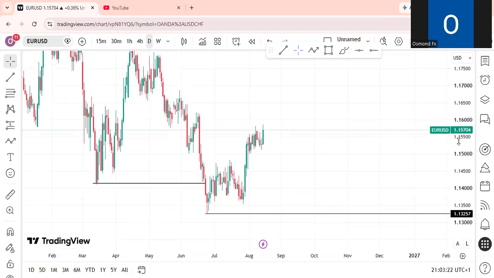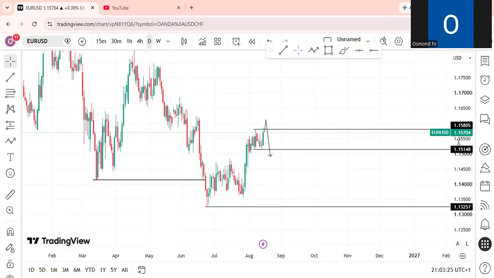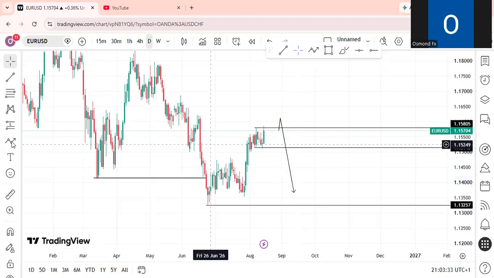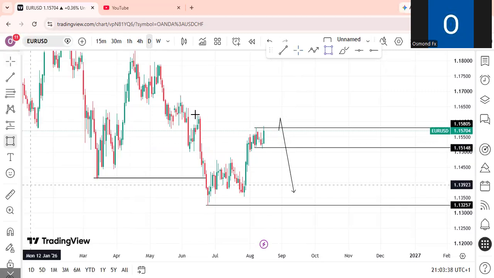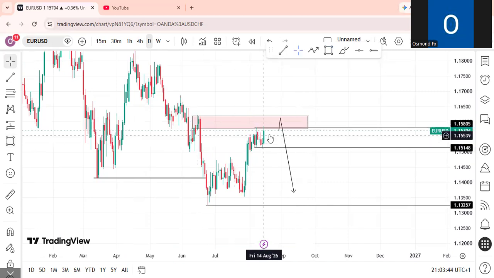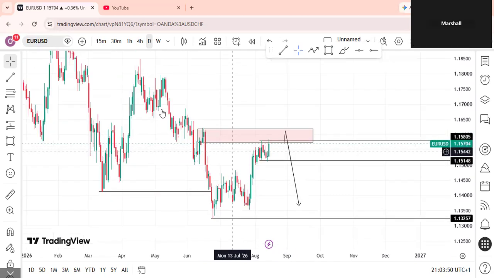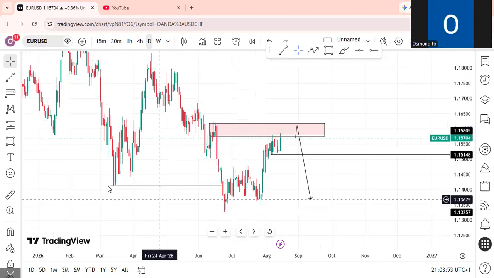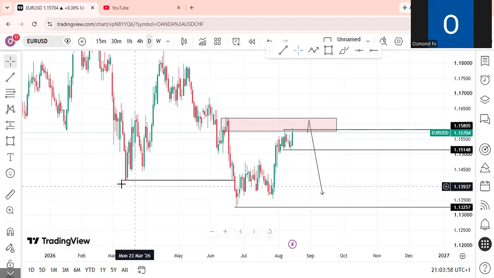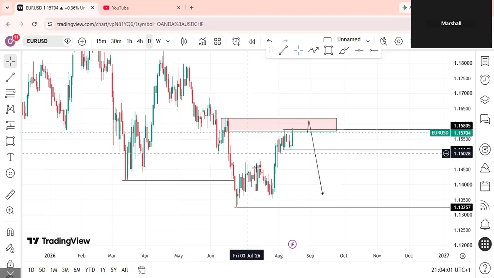Because we are going to be expecting DXY to buy, that's the reason why we are going to be expecting Euro USD to sell. If you look at the daily time frame, you can see that the market is already reacting to the daily time frame supply zone. We can see that the structure broke. This is a clear structure break to the downside, this low is lower than this. Now, that's the characteristic of a downtrend.